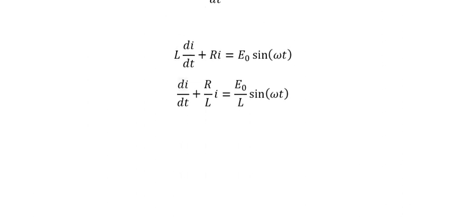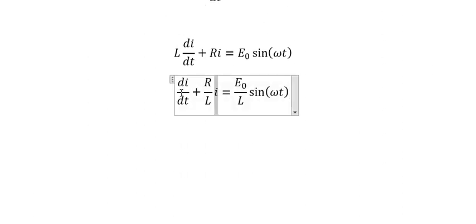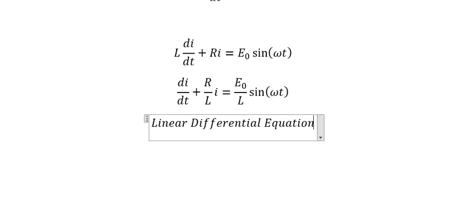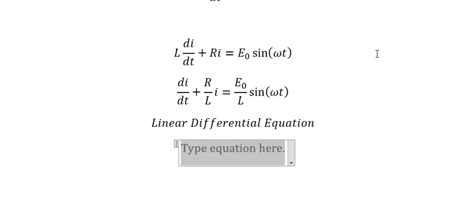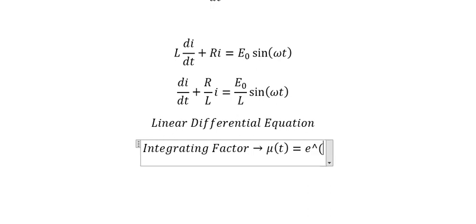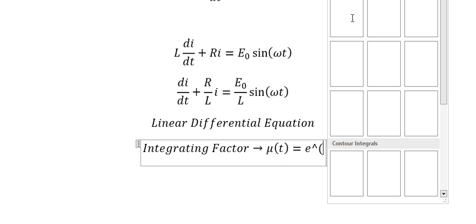So we can see that we have I and the first derivative of I. This is a linear differential equation, so we need to find the integrating factor. So we need to find mu of t equals e to the power of the integration.